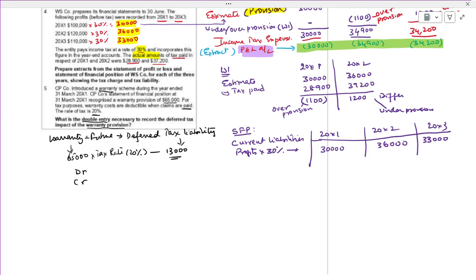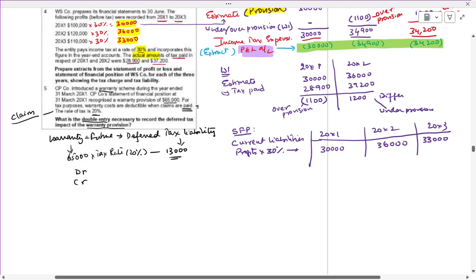When deferred tax will be paid, listen carefully. When claims are paid, now they are paying. No, in future they will pay. Now they are not paying. See, what is the concept of warranty? Warranty is, you may claim or you may not claim. There will be a claim or there will not be a claim. Deductible when claims are paid.